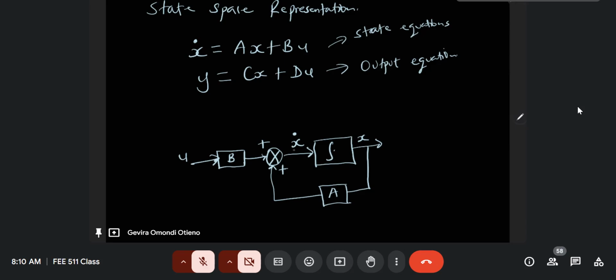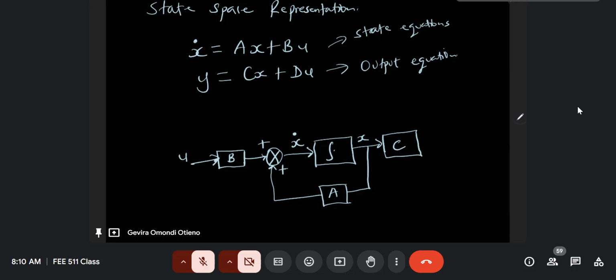So we have that the derivative of x equals ax plus bu. Then the second equation is y equals cx. So we already have x here. We can just multiply it with a c. So we already have cx.